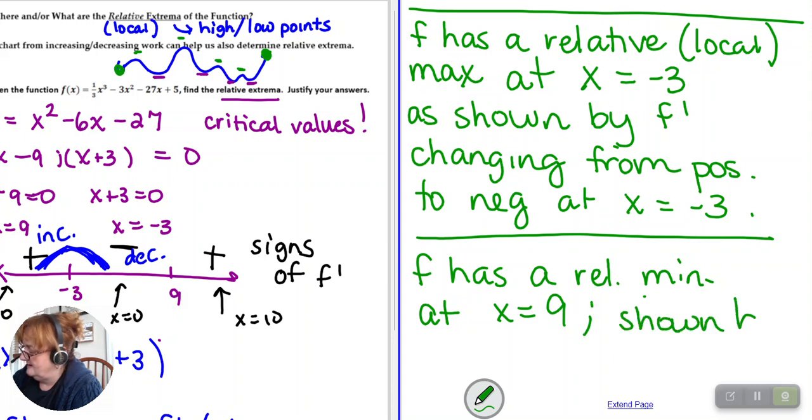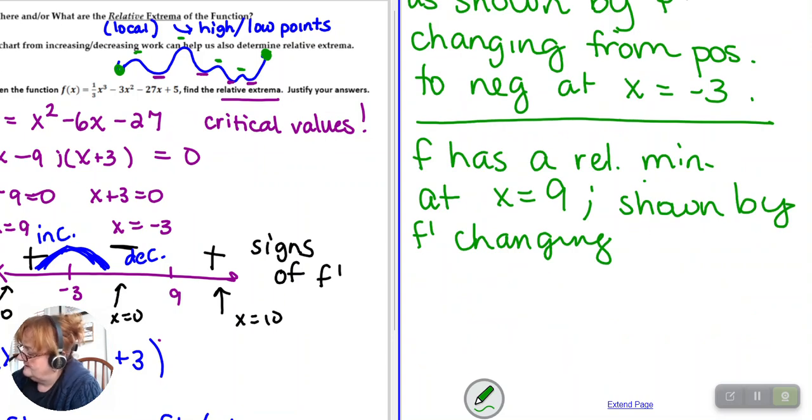And how do I know that? That's shown by f prime changing from negative to positive.